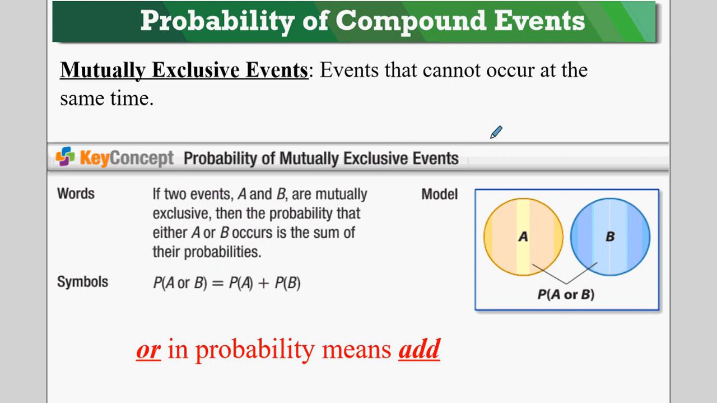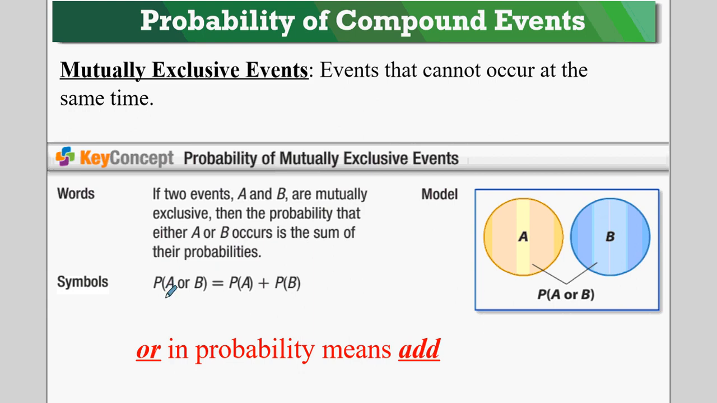The second section deals with whether 2 events can even occur at the same time. Mutually exclusive events are 2 events that cannot occur at the same time. They have no overlap. It's impossible for them to occur at the same time. We use these types of events when we're considering whether event A or B might occur. So if 2 events are mutually exclusive, if you made a Venn diagram for them, there's no overlap. They cannot occur at the same time.